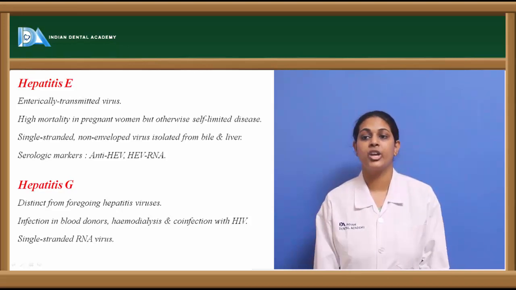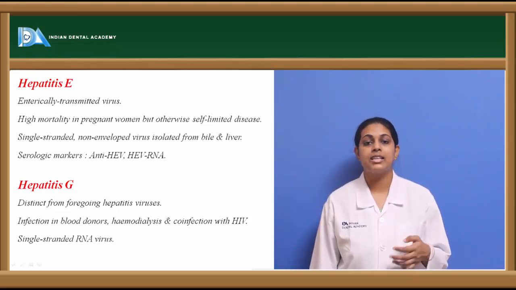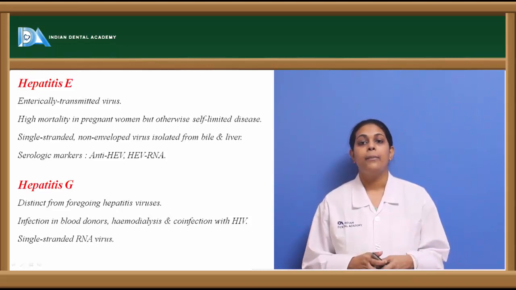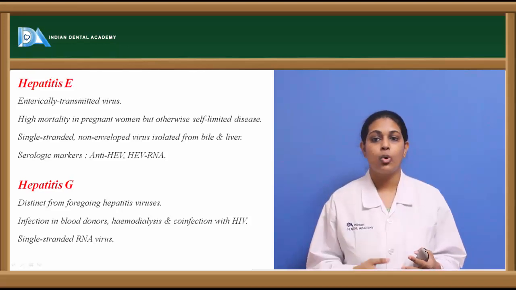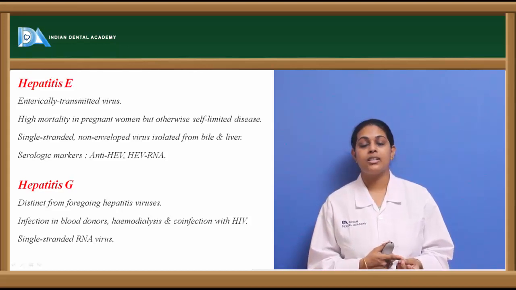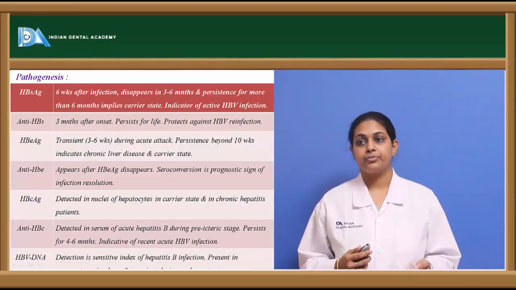Coming to hepatitis G, it is usually distinct from the foregoing hepatitis viruses, and there are still studies to confirm this type of virus. It is usually acquired from blood donors or from hemodialysis, otherwise from co-infection with human immunodeficiency virus. And this hepatitis G is usually a single-stranded RNA virus.